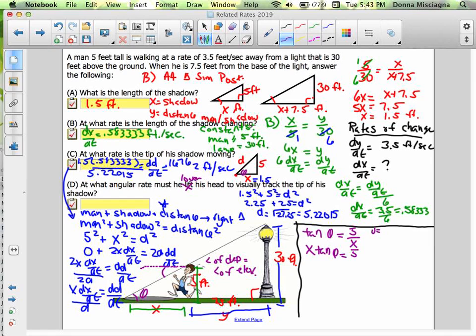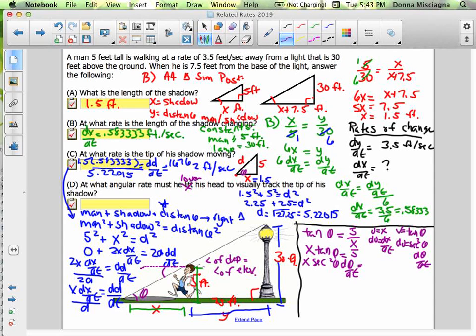So u is x, and its derivative is dx dt. V is tangent theta, and its derivative is going to be secant squared theta times d theta dt. Can I fit that in there? I don't know. Maybe I should have used an extra page. I think the derivative is going to get me. All right, so it's going to be the first, x, times the derivative of the second, which is secant squared theta d theta dt.